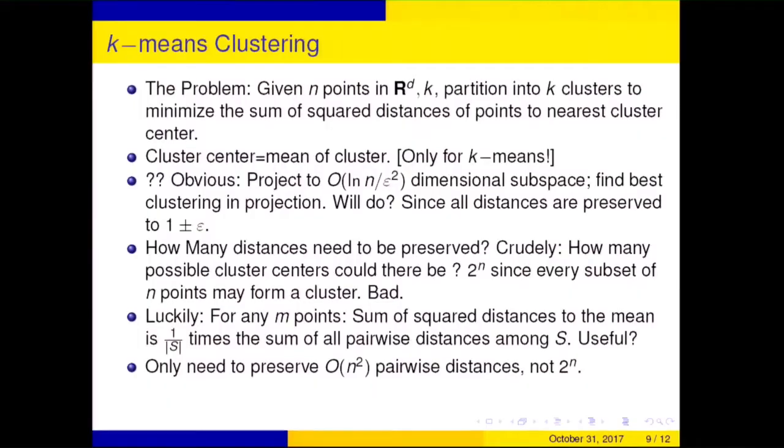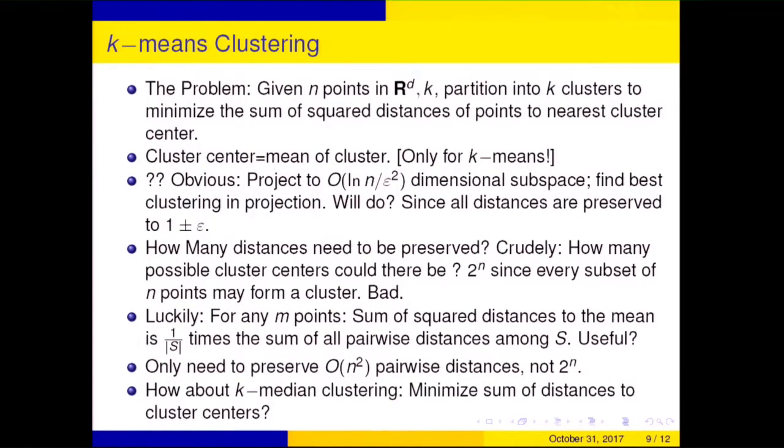You should think about another criterion, among the many criteria that are used. Another criterion is k-median, where you want to minimize the sum of distances, with no square, to cluster centers. Then this argument is not correct. It does not work, right? There is a way to project to get within a factor of 2 for k-median, but 1 plus epsilon, no. K-means, we lucked out.